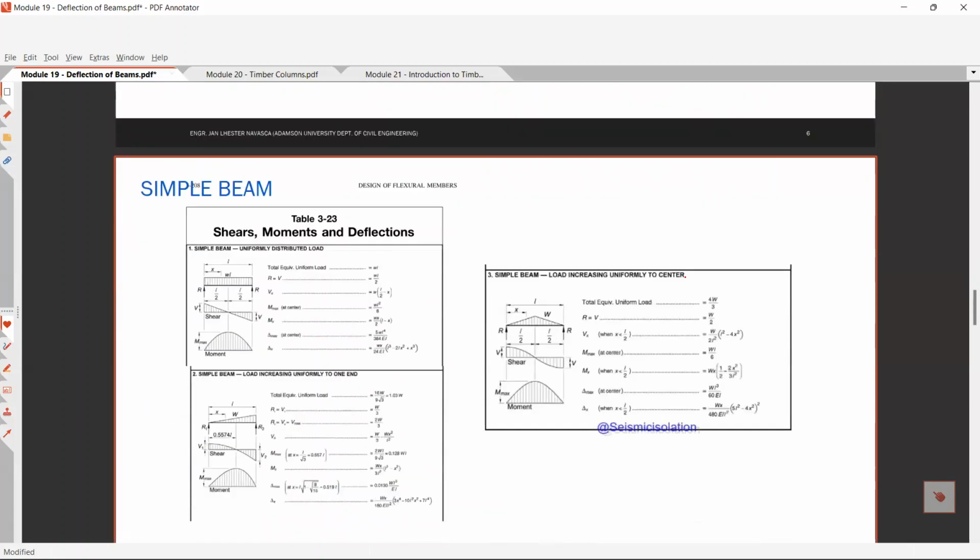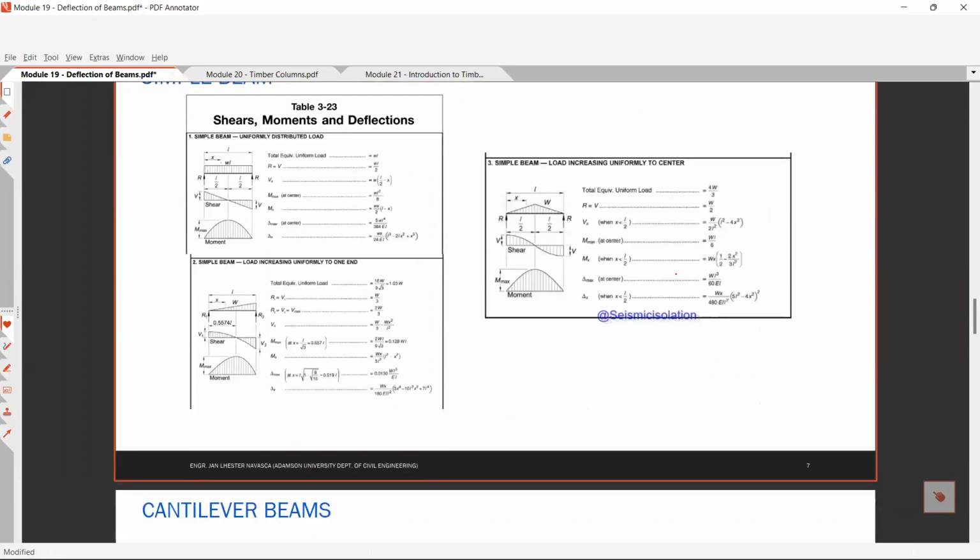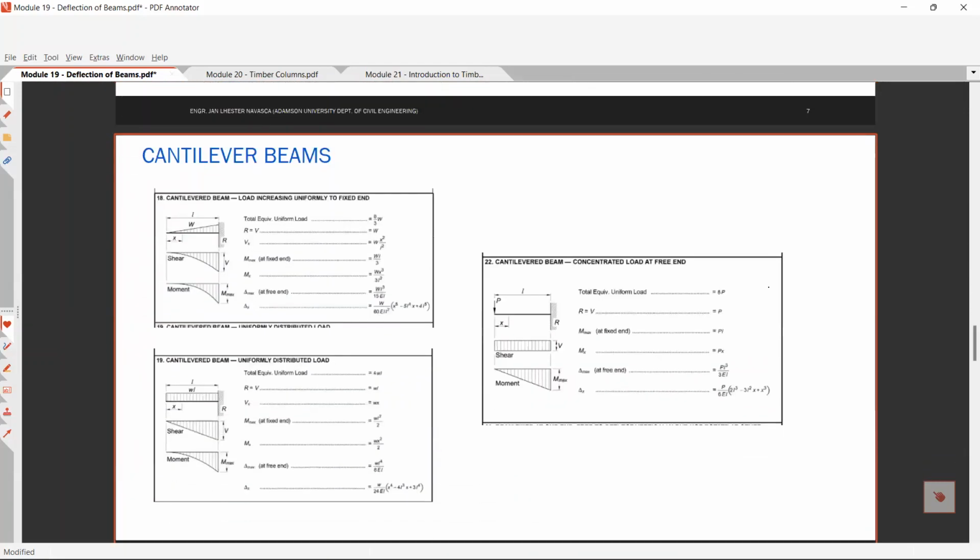Okay, sige. For a simple beam, simply supported beam, in Table 3-23 of the AISC, we have the shear, moments, and deflections. And the maximum deflection is given by 5 omega L raised to 4 over 384 EI for a simple beam with uniformly distributed load. For a simple beam with load increasing, we have this equation, delta max, at x equals to ganyan. Simple beam with increasing load at the center, we have this formula. So you can recall all those simple beam formulas. Marami yan sa internet.